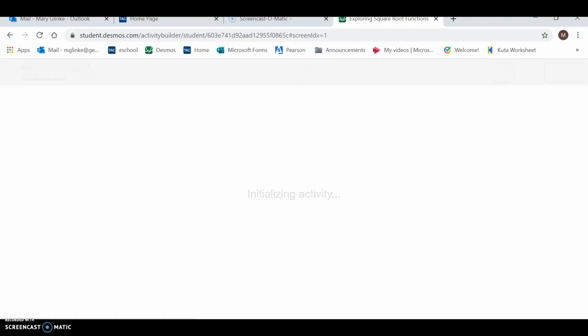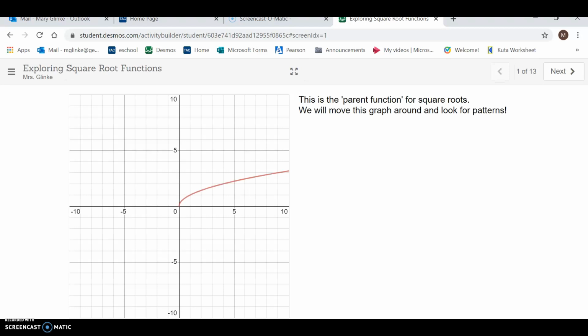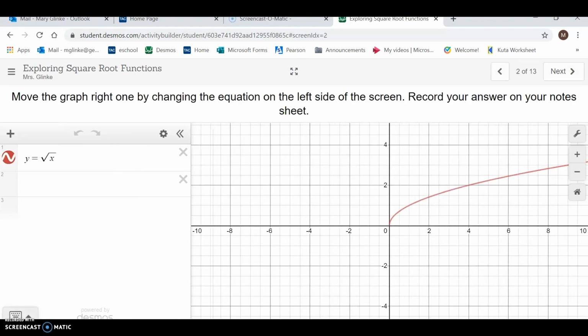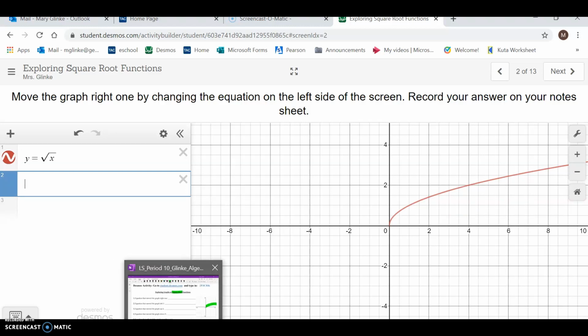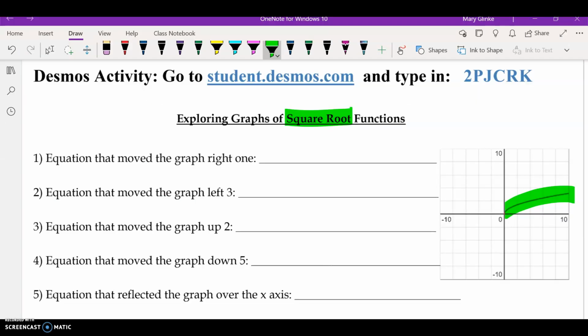Now, when you hit go, you're going to have an activity where you're going to start moving these square root functions around. So you're going to have an equation, and on here it says move the graph right 1. So you're going to be typing in y equals, and you can just type in the equation, try plugging in a number, and seeing what actually makes the graph move right 1. Now, I want you to do this, and while you're doing this, pause the video. Once you are done, come back and see if your answers match up with mine.